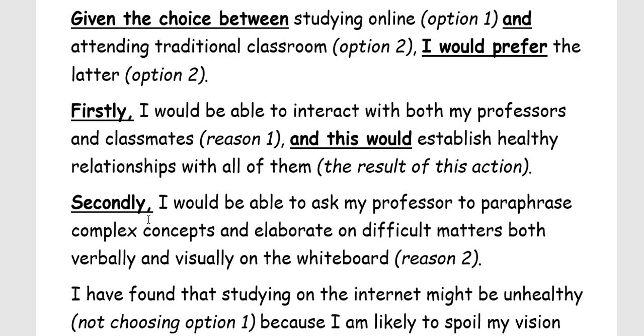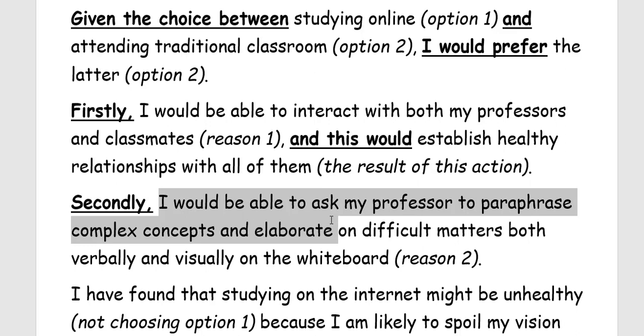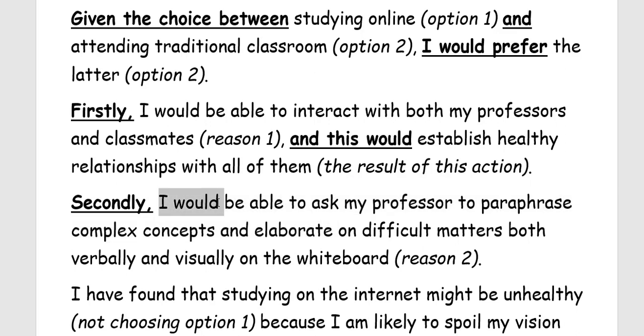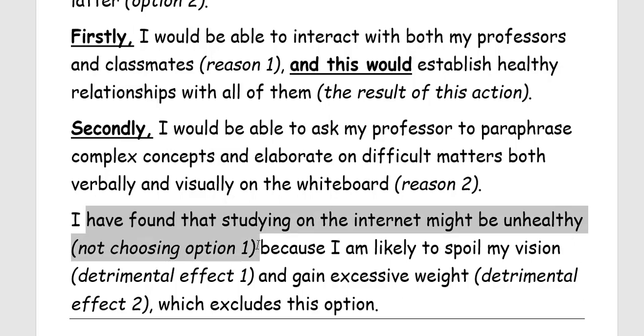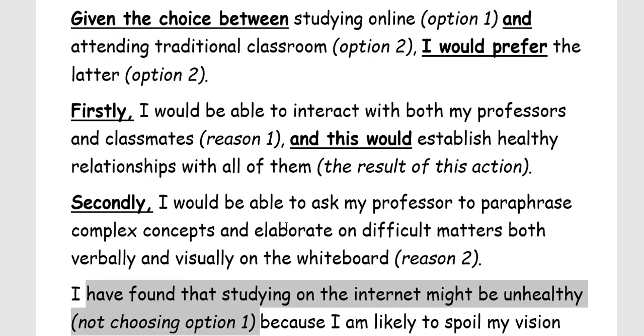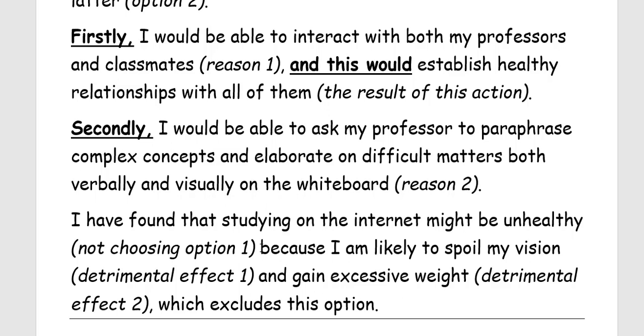Next, so secondly, talk about the second reason. Again, here I'm using the grammar I would be able to, right? You can also say I could or I would be able to, but not I will be able to and not I can. Only would be able to or could. All right. Here, I explain why I don't want to choose the other option, okay, the first option, and I quickly explain why. Okay, so I give the first reason and I give the second reason.